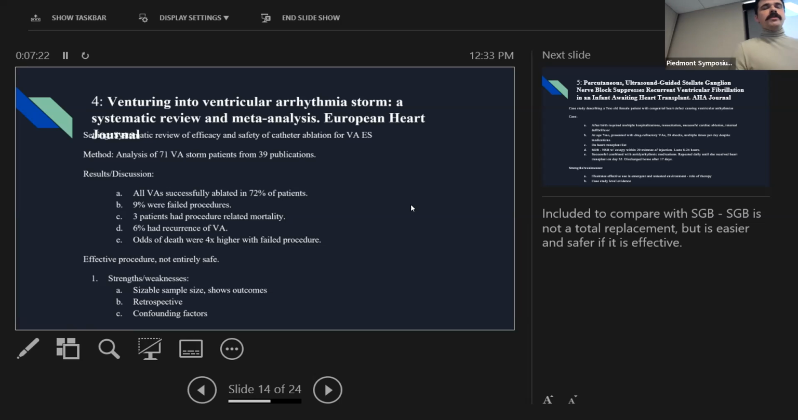So what they found was that 72% of patients were successfully had their arrhythmic episodes terminated, but 9% were failed procedures. And for every failed procedure, the likelihood that a patient would expire was 4 times higher. They also found that 3 patients experienced procedure-related mortality because of the procedure, and that 6% had a recurrence of ventricular arrhythmia. So I just wanted to bring this up to show that while this is effective, it's not necessarily the easiest or safest procedure to go through.